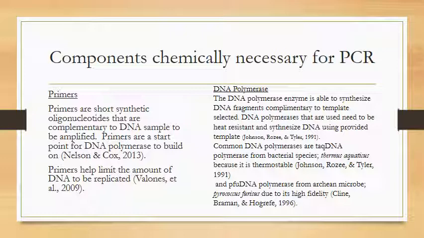Common DNA polymerases that are used are Taq DNA polymerase, which is from a bacterial species called Thermus aquaticus, and we use this because it's very thermostable. Another one that's commonly used, not as thermostable, is called Pfu DNA polymerase, and it's from an archaeal microbe called Pyrococcus furiosus, and we use this due to its high fidelity, which means that we have not many errors when we build our new DNA.